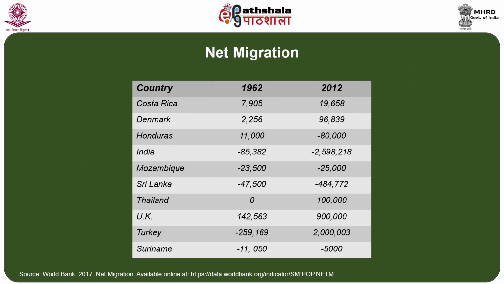For Costa Rica, the positive net migration increased from 7,905 to 19,658 between 1962 and 2012, and for the United Kingdom from 142,563 to 9,000,000 in that same period. For Sri Lanka, the negative net migration increased from 47,500 in 1962 to 484,772 in 2012.